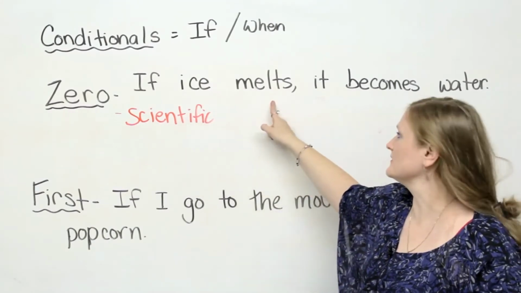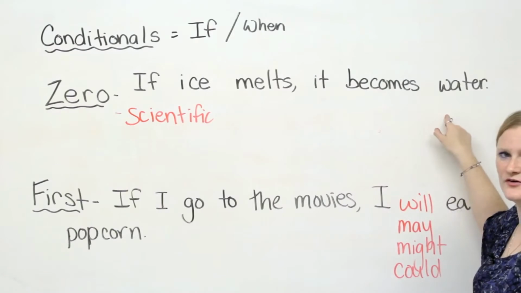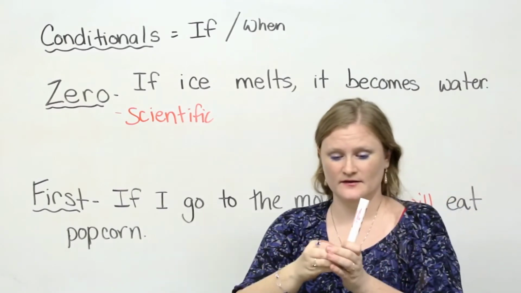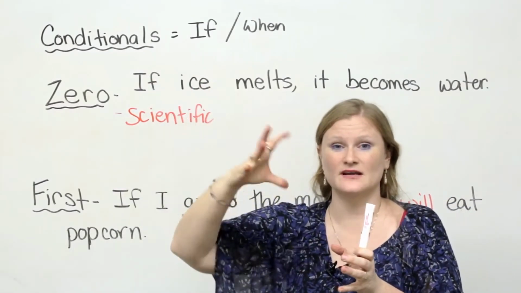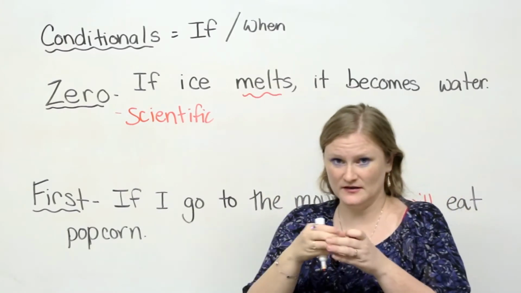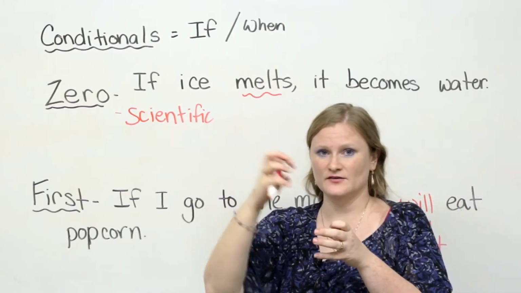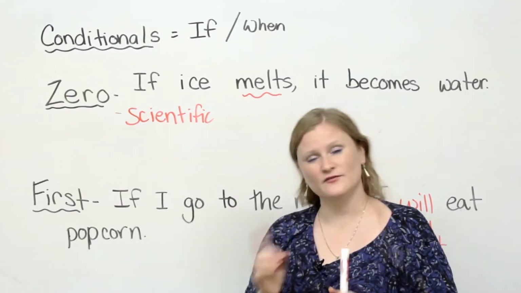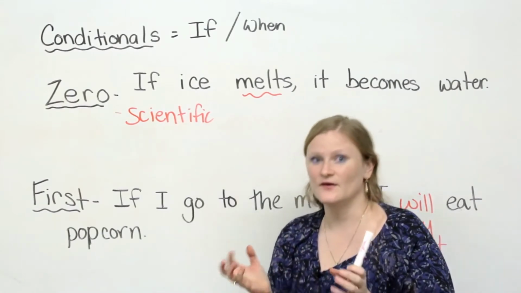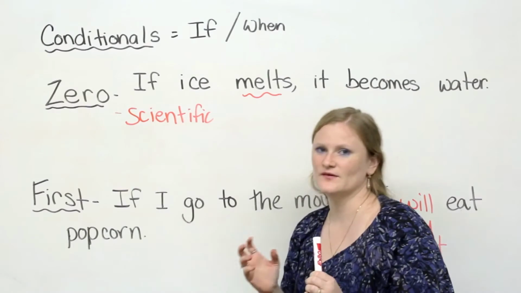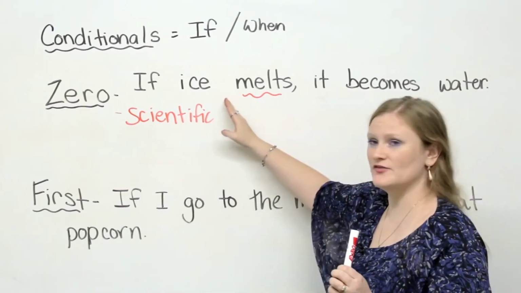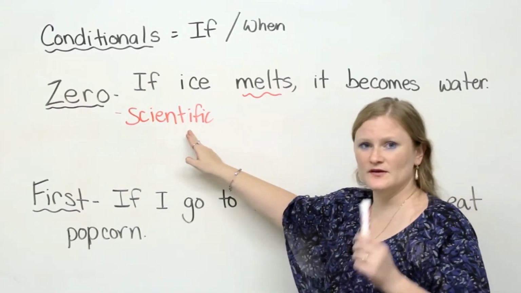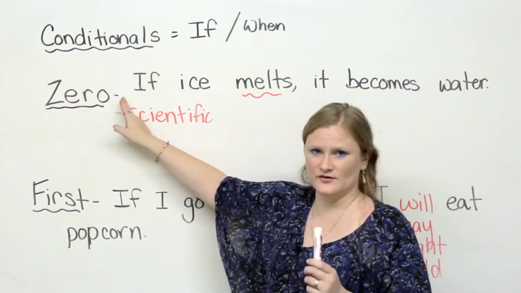If ice melts, it becomes water. Always true. If I have an ice cube and I put it into the sun or I give it heat, this is what melts mean. Melt means it changes from a solid to a liquid state with heat. It changes into water. Unfortunately, it doesn't change into beer or money or gold or chocolates. Ice always will become water. So, if something is 100% scientific, you're going to use a zero conditional.